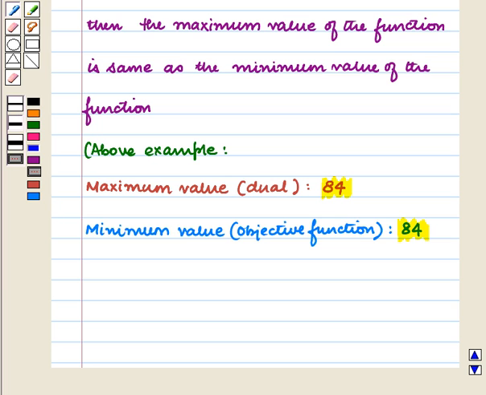So in this session we have discussed solving dual problems. This completes our session. Hope you enjoyed this session.